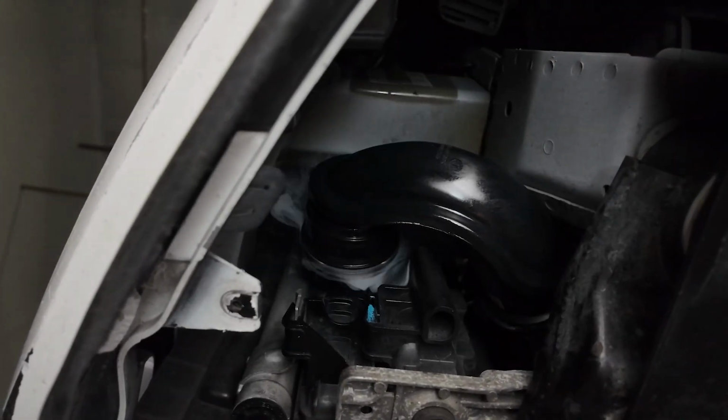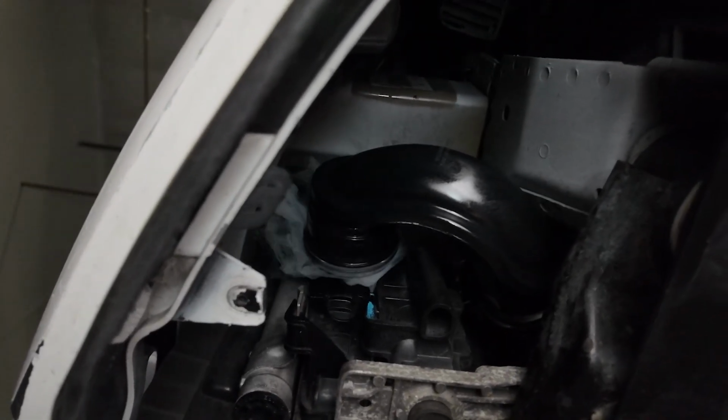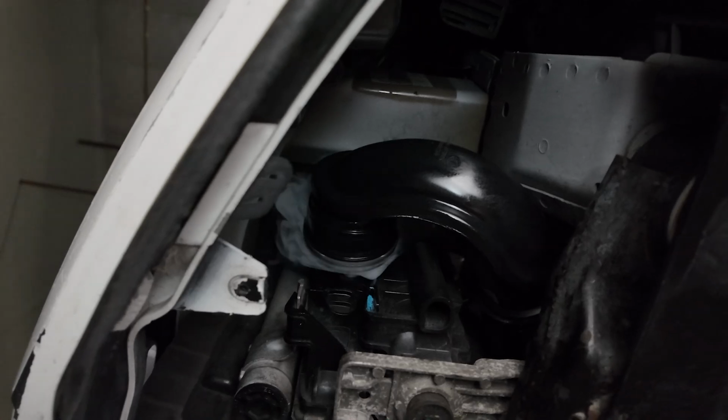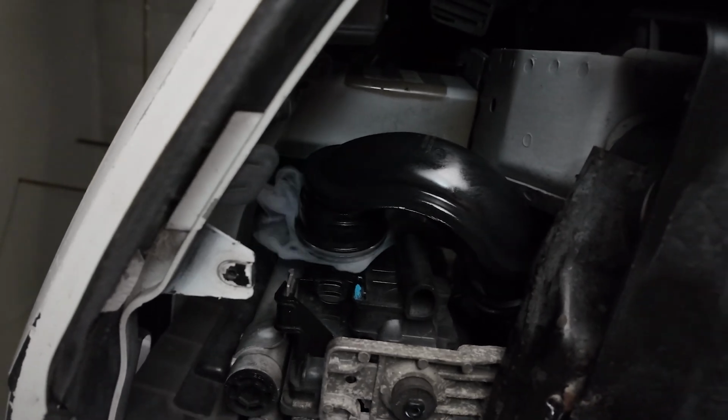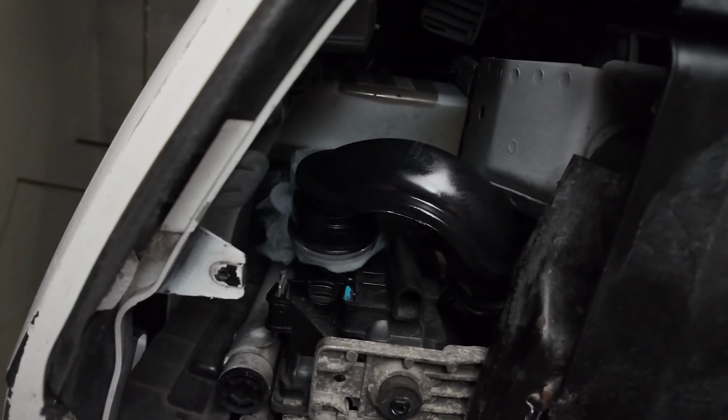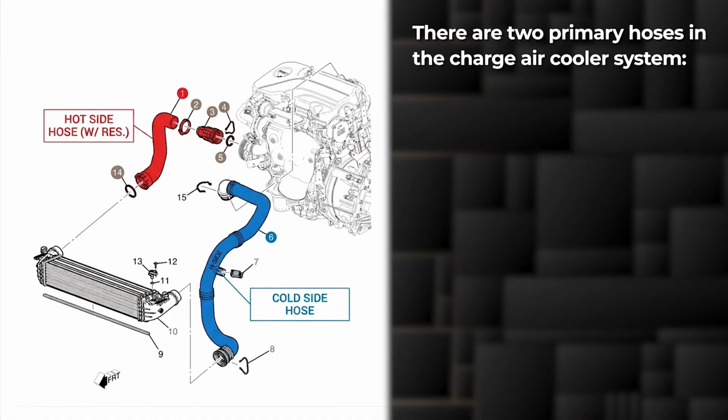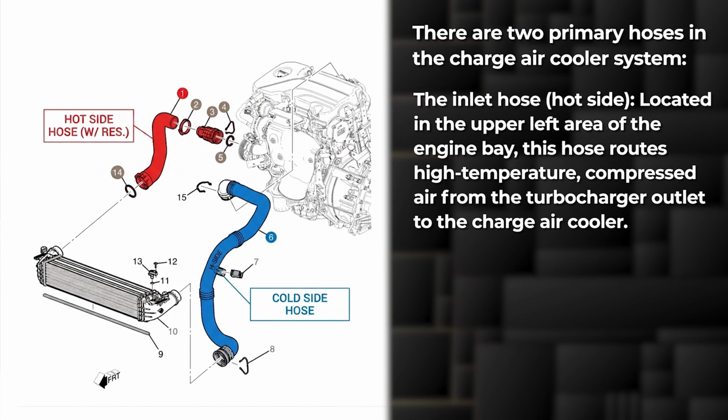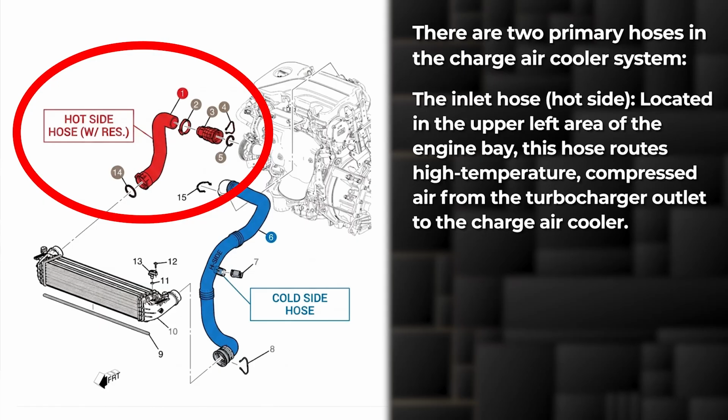We've confirmed that the intercooler hoses are leaking, so we're going to replace them. Follow these step-by-step instructions and remember to wear the appropriate PPE throughout the procedure. There are two primary hoses in the charge air cooler system. The inlet hose, which is the hot side, is located in the upper left area of the engine bay.